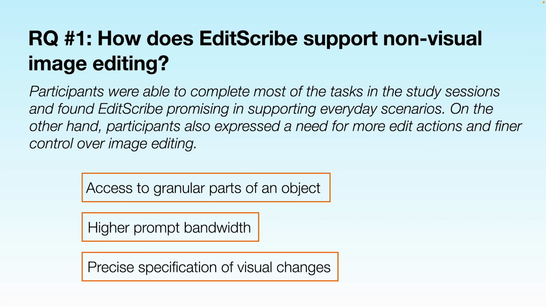We found that participants were able to complete most of the tasks in the study sessions and found EditScribe promising in supporting everyday scenarios. On the other hand, participants also expressed a need for more edit actions and finer control over image editing, such as access to edit granular parts of an object, higher prompt bandwidth to do multiple edits in a prompt, and precise specification of visual changes, such as color code and brightness level.